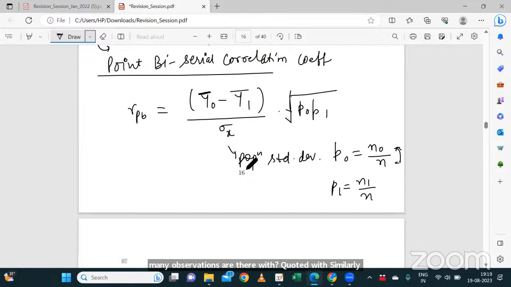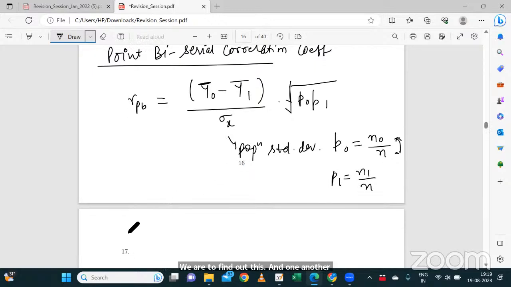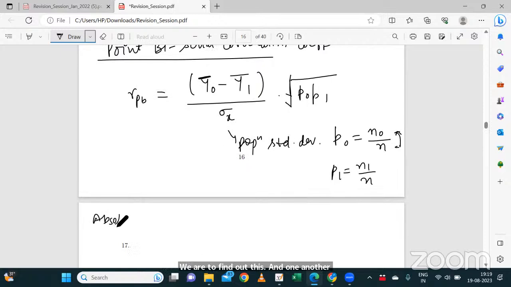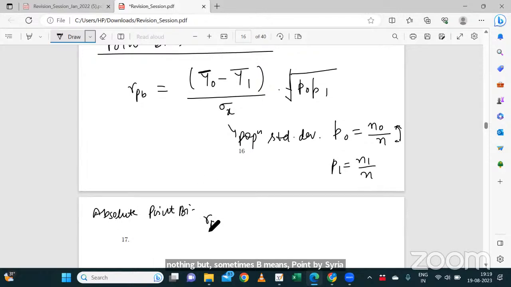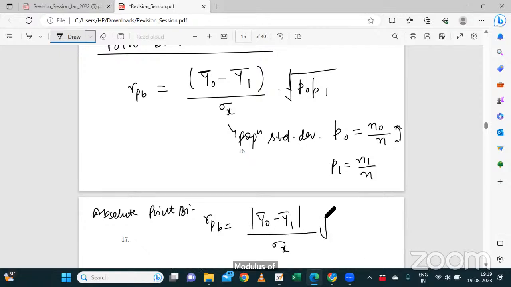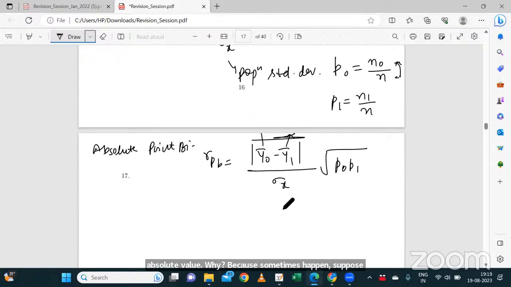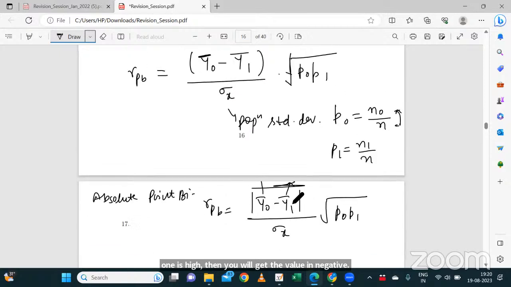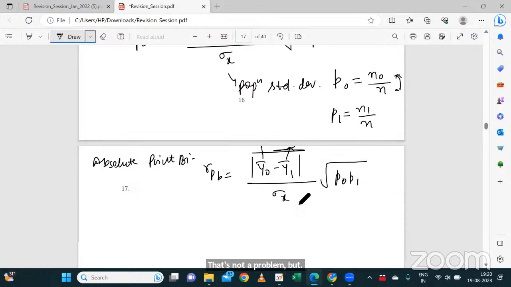Another formula is sometimes mentioned as absolute point biserial. RPB is the modulus of y bar naught minus y bar 1. The formula is the same, just the absolute value. Why? Because sometimes the value of y bar naught is less and the value of y bar 1 is high, then you will get a negative value. That's not a problem, but we prefer this absolute one.